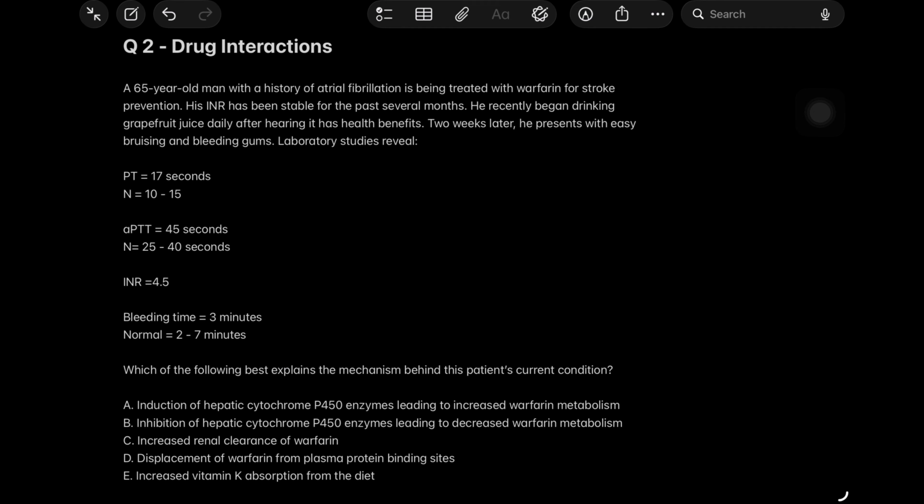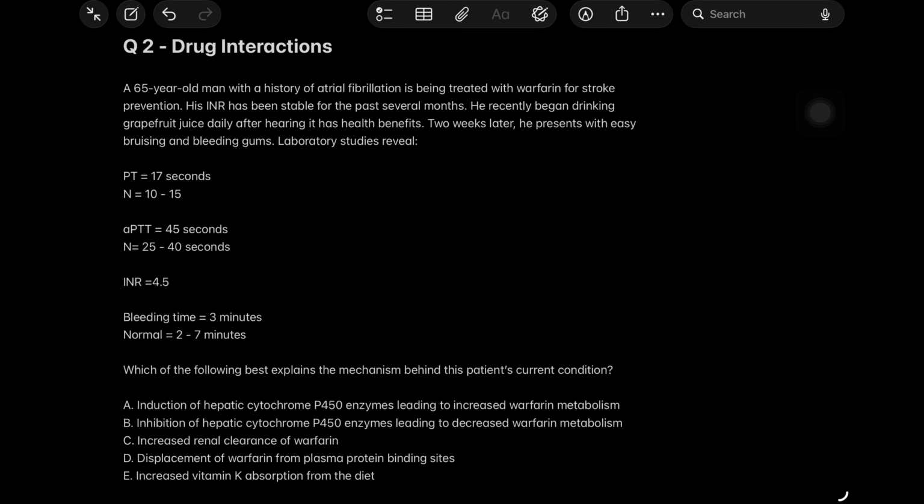Laboratory studies reveal a prothrombin time of 17 seconds, the normal being 10 to 15, an activated partial thromboplastin time of 45 seconds, the normal being within 25 to 40 seconds, and an international normalized ratio of 4.5, the normal being around 1, a bleeding time of 3 minutes, and normal bleeding time being within 2 to 7 minutes. Which of the following best explains the mechanism behind this patient's current condition?